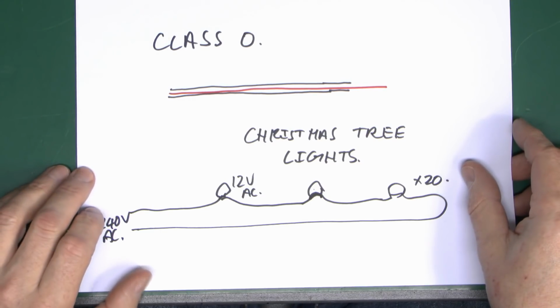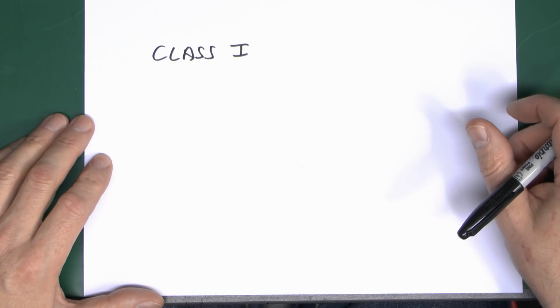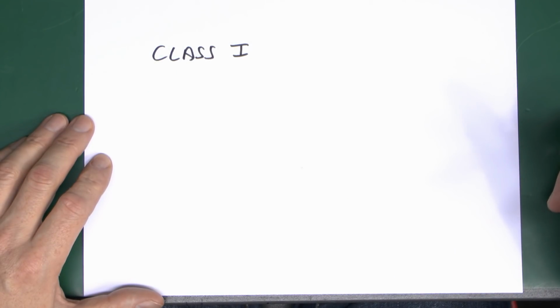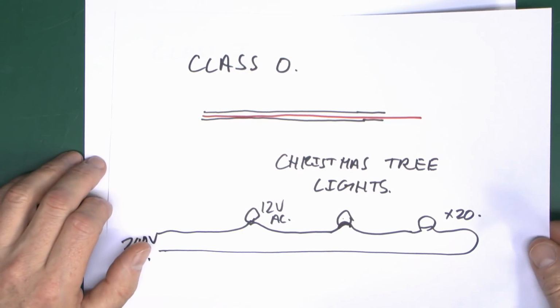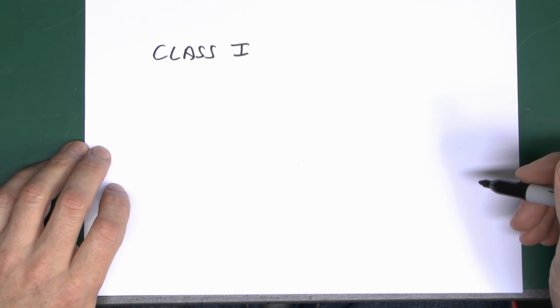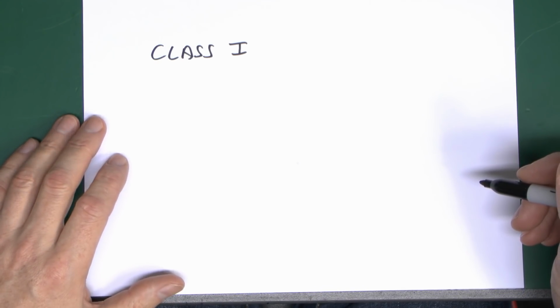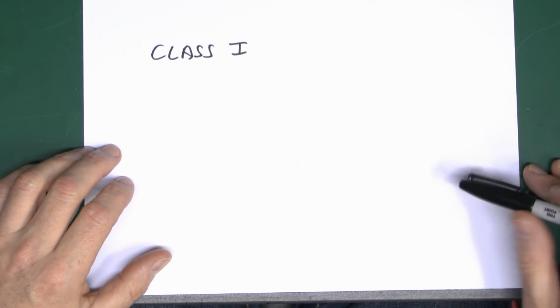Class 0s are pretty much not a thing anymore. So we'll move on to Class 1, which is certainly rather more common, and this one is defined as equipment with basic insulation as provision for basic protection. That's pretty much what we had there with the single insulation over the live conductors, and protective bonding as provision for fault protection.